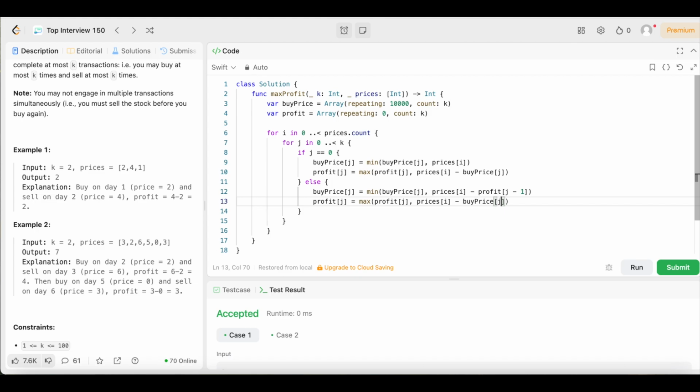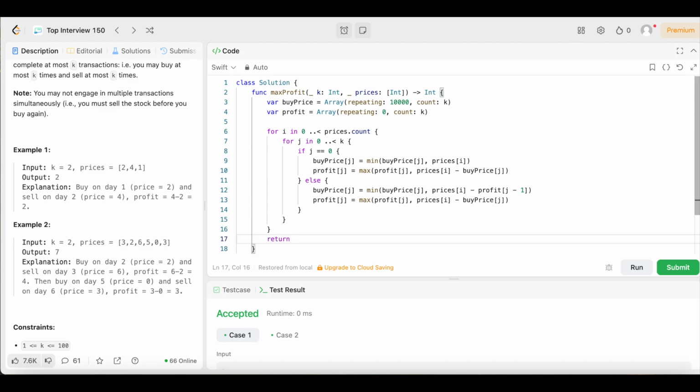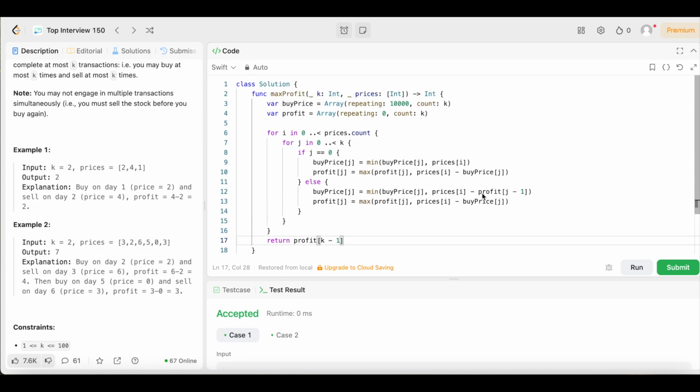And now we need to return the maximum profit from the kth transaction. So in order to do that, we could just come all the way down here, and we could just say return profit[K minus 1]. Just like that. Now, that should be all the code, y'all. I told y'all it wasn't that difficult.